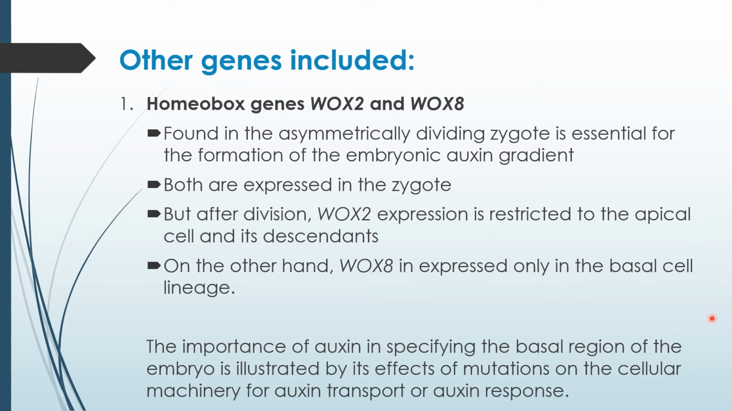So, other genes included. In animals, we have the homeobox gene. In plants, we have the specified homeobox genes WOX2 and WOX8. So, they are found in the asymmetrically dividing zygote, which is essential for the formation of the embryonic auxin gradient. And both are expressed in the zygote. But after the division, WOX2 expression is restricted to the apical cell and its descendants. On the other hand, WOX8 is expressed only in the basal cell lineage.